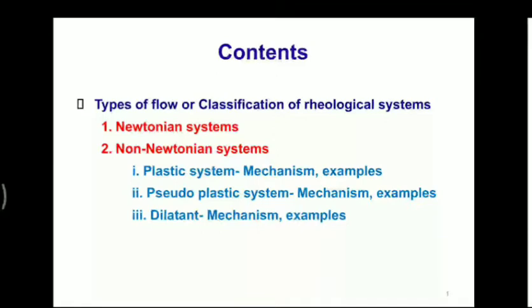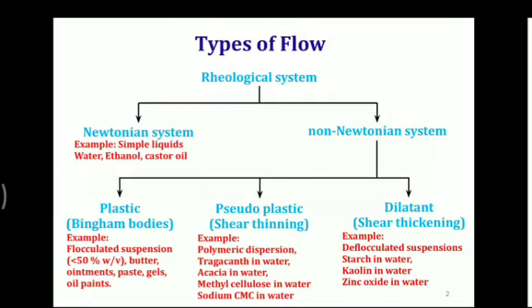In today's lecture we will discuss the characteristics of the rheogram, the mechanism that is responsible for their behavior, and finally the examples. Okay, so let us start. This is the tree diagram showing the classification of rheological systems or types of flow. Basically, rheological systems are classified into two types, that is Newtonian system and non-Newtonian system.